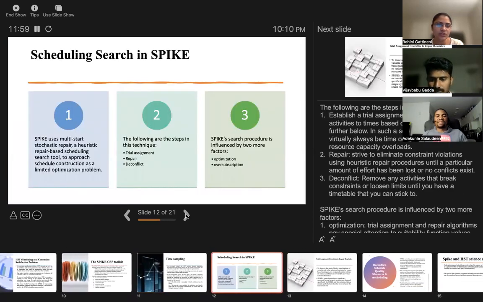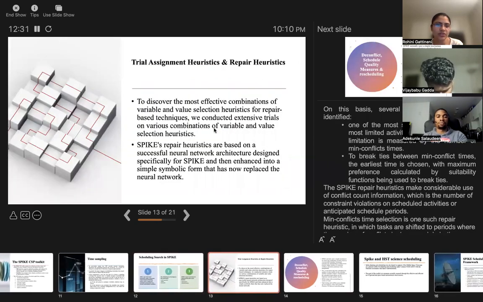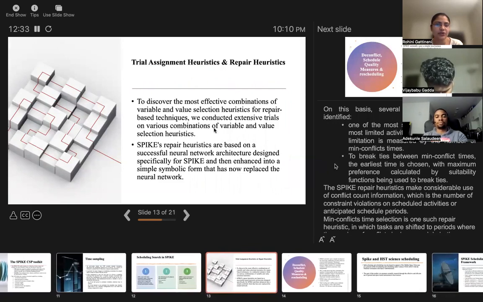Now let us look into the scheduling search in Spike. Spike uses a multi-start, start-state repair and heuristic repair-based scheduling search tool to approach schedule construction as a constrained optimization problem. And we have the following steps in this technique: trial assignment, repair, and deconflict. And this search procedure is influenced by two or more factors, those are the optimization and oversubscription. Now let us look into the trial assignment heuristic and the repair heuristics.